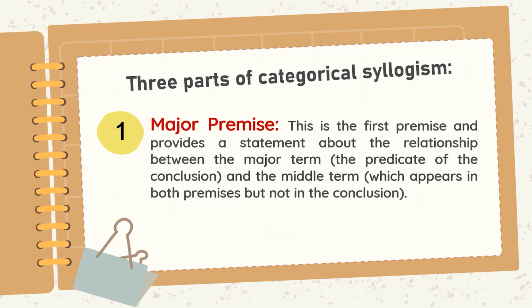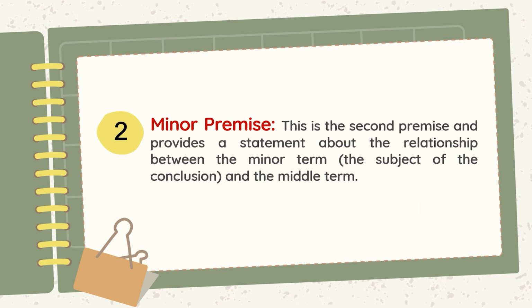The next one is called the minor premise. This is the second premise and provides a statement about the relationship between the minor term, which is the subject of the conclusion, and the middle term. The minor premise, along with the major premise and the middle term, plays a crucial role in constructing a logically structured argument. It aids in determining the validity of the syllogism by establishing the relationship between the subject and the middle term, thereby helping to assess whether the conclusion is a valid inference based on the premises provided.